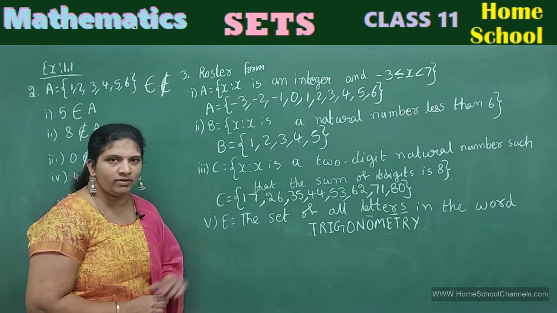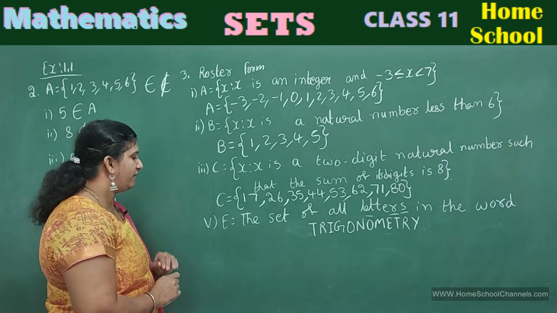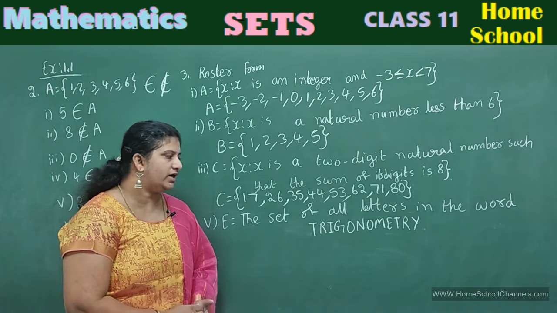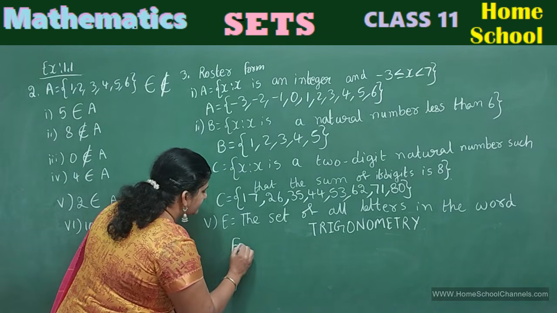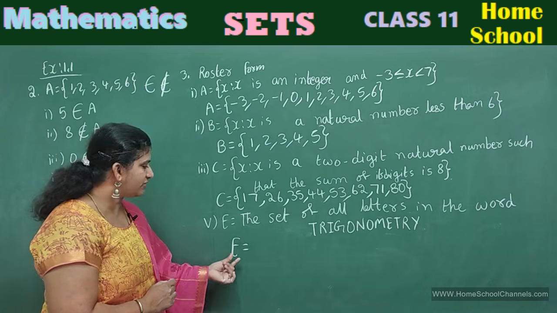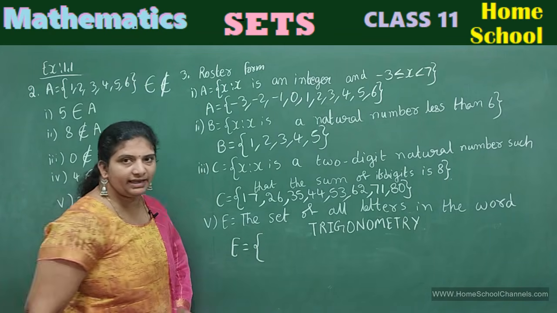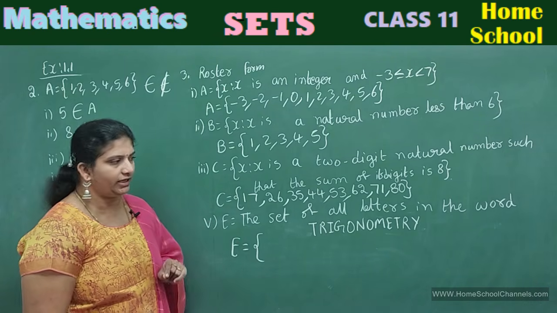Next problem is homework, of a similar type. And I have taken another type of problem here, the fifth one. E is equal to the set of all letters in the word trigonometry. Let me start with the letter set. To represent a set, we use a capital letter. E is equal to flower brackets. What do we need to write? Letters in the word trigonometry.